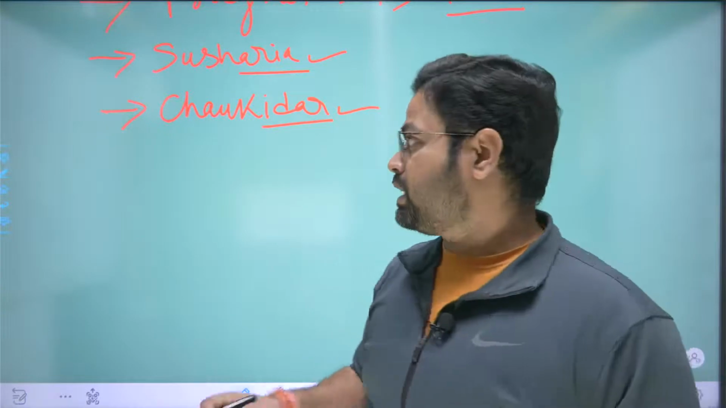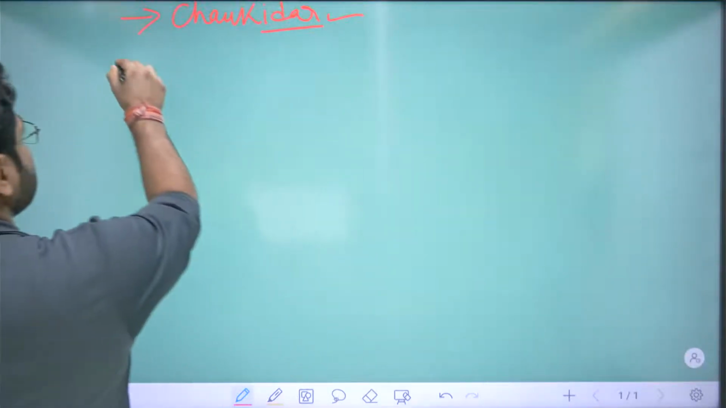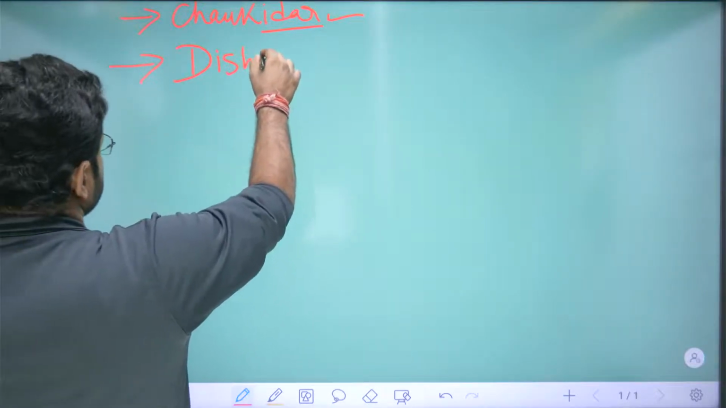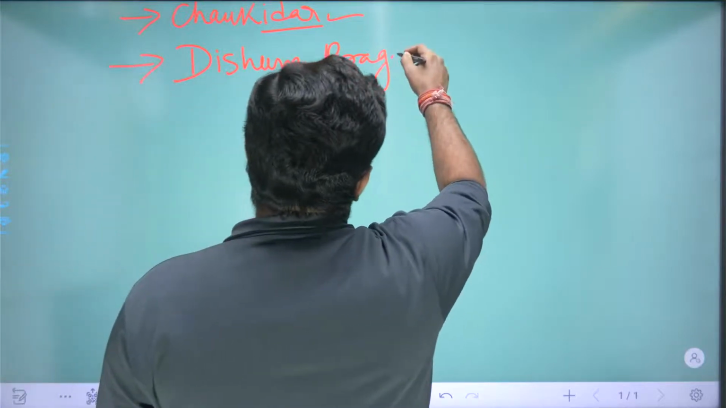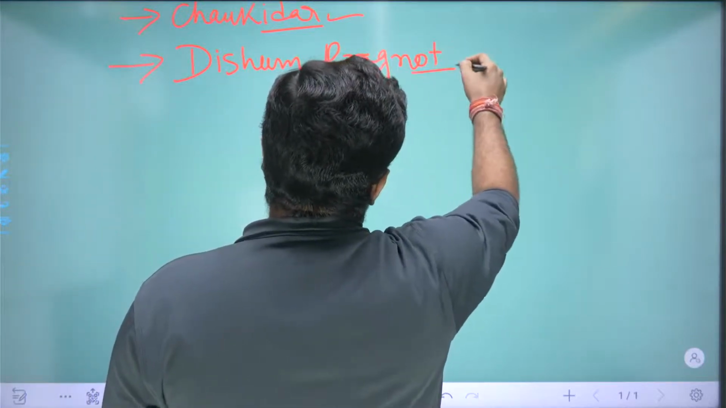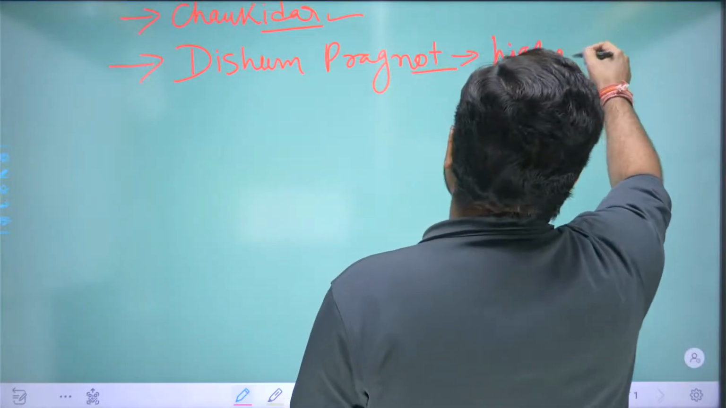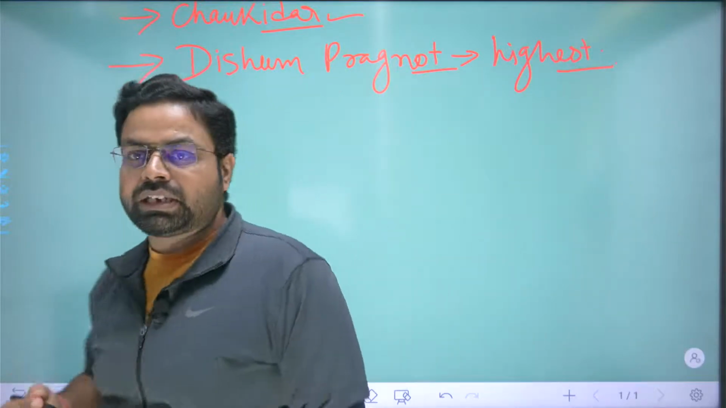And this post was also not there in the traditional administrative system, but this post is also a recent addition. And the last and the highest level of the Manjhi Pargana administrative system was the Disum Pragnoth. So this Disum Pragnoth is the highest level of the Manjhi Pargana administrative system.